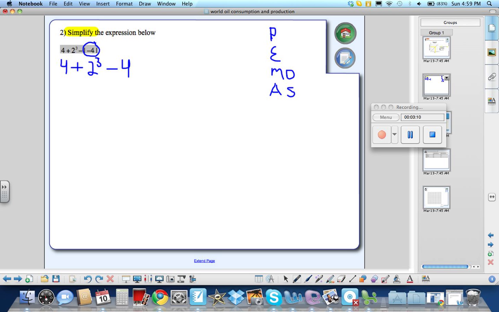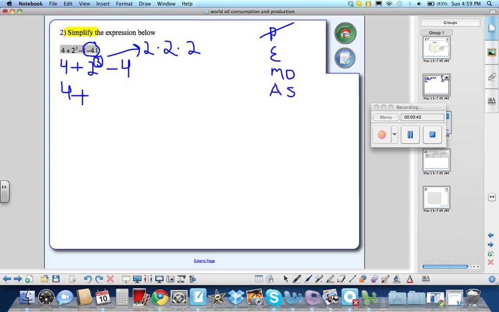Alright, so the P is done. The next part is the exponent. Well, I see it. It's right here with where the 3 is. So then I'm going to write 4 plus, notice I'm rewriting the whole problem again, just putting it underneath. 2 to the third power. Well, that really means 2 times 2 times 2.